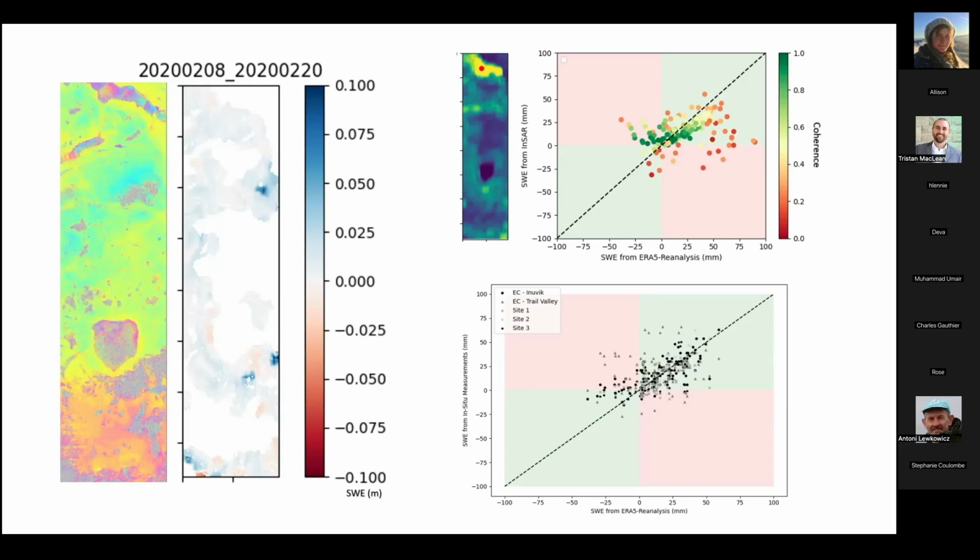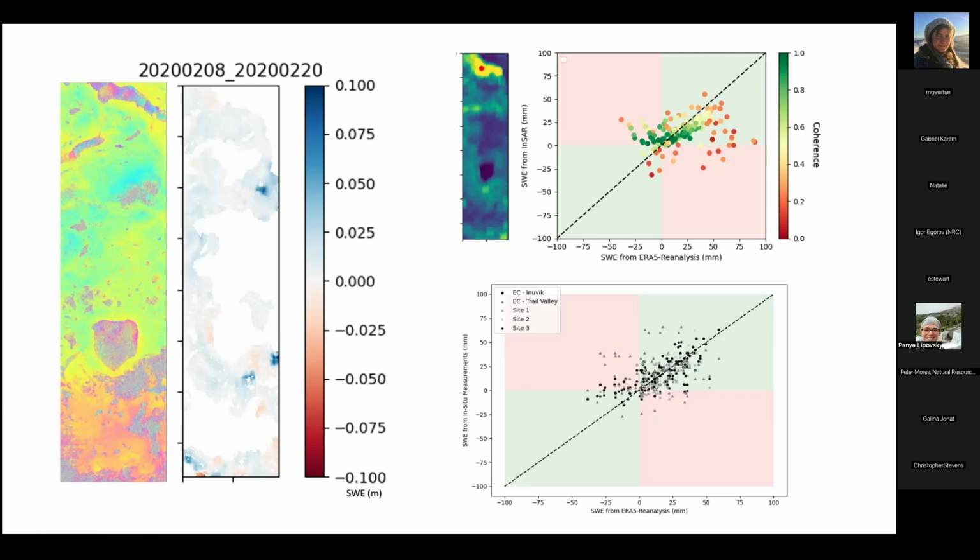over a stack of the winter InSAR imagery for Sentinel-1 in this yellow area, which is actually the bedrock hilly area that's south of Inuvik. And you can see it agrees pretty well. I'm comparing it here with the ERA5 reanalysis data. And then this bottom scatter plot, again, the x-axis is the ERA5 reanalysis data, and on the y-axis I have various in-situ measurements.